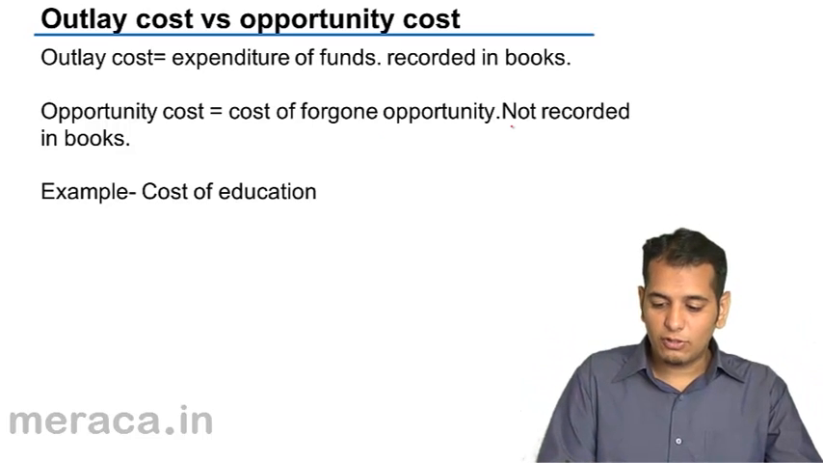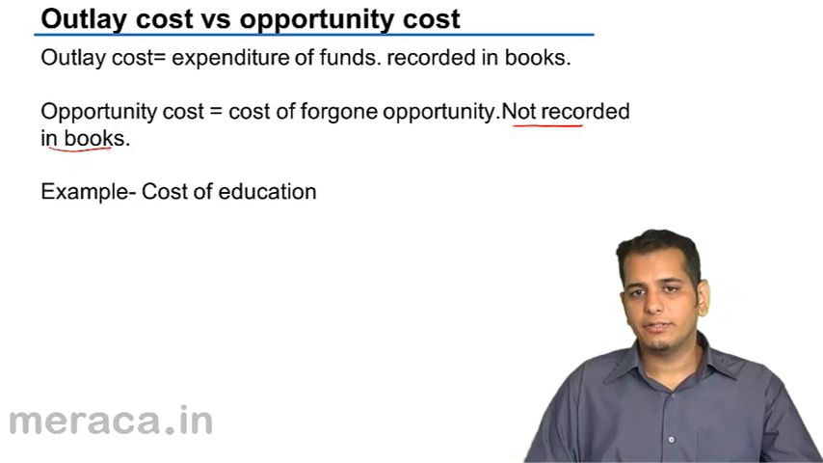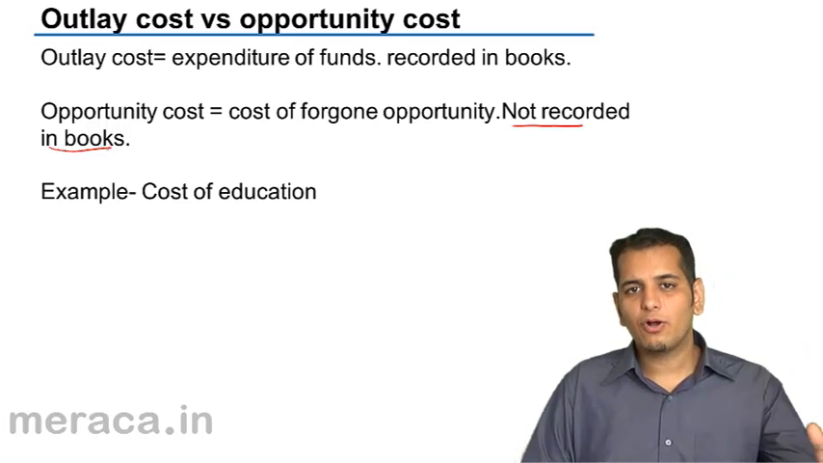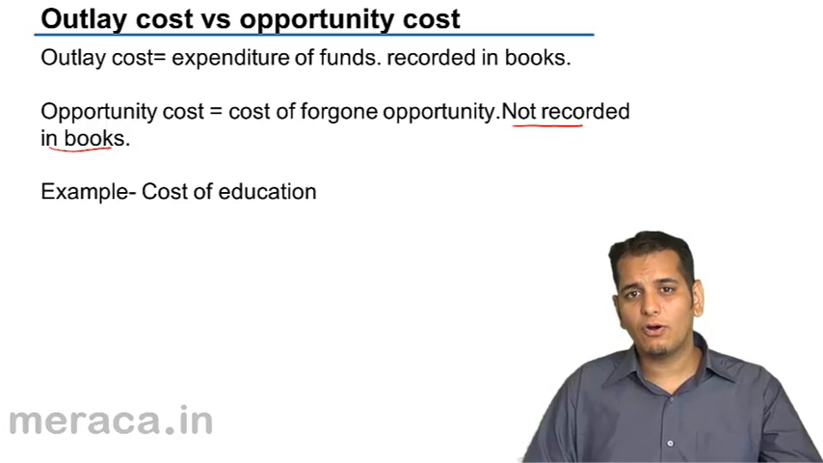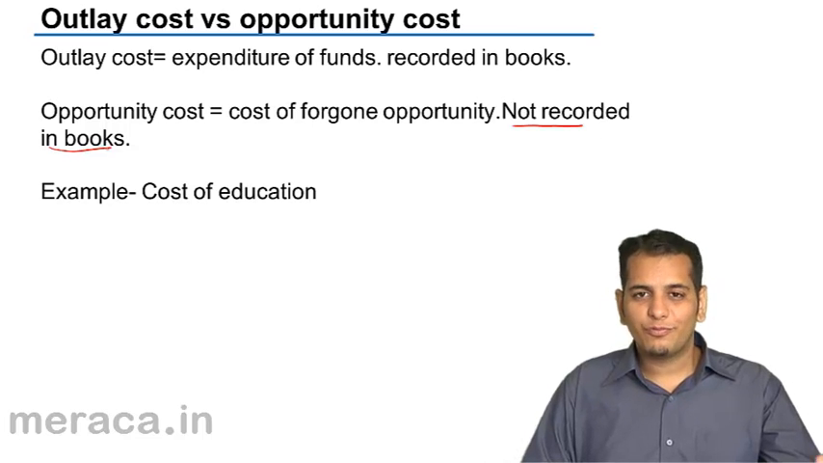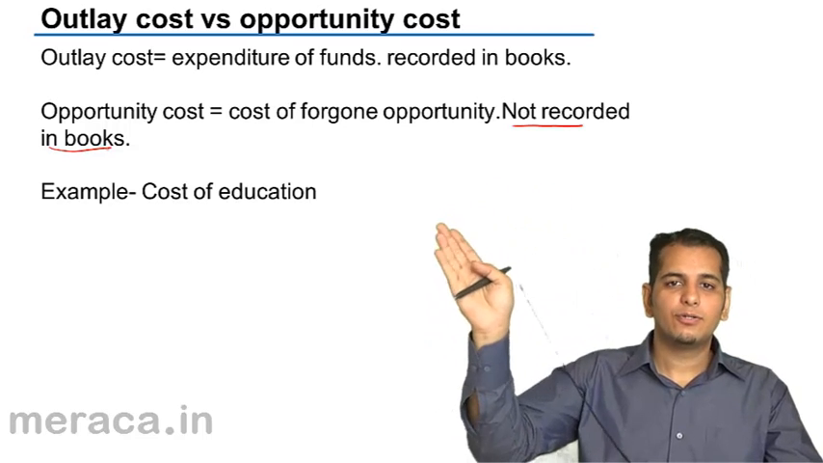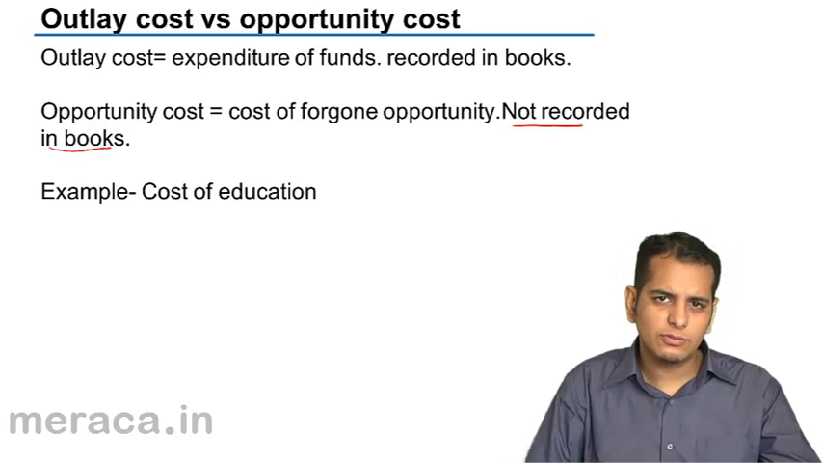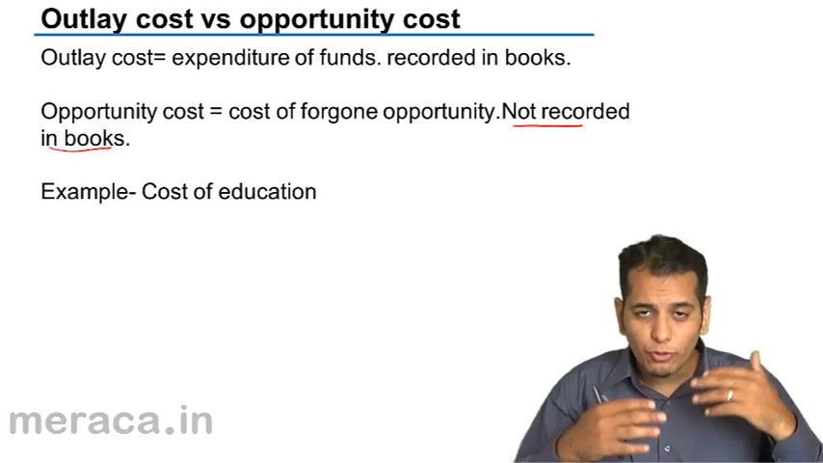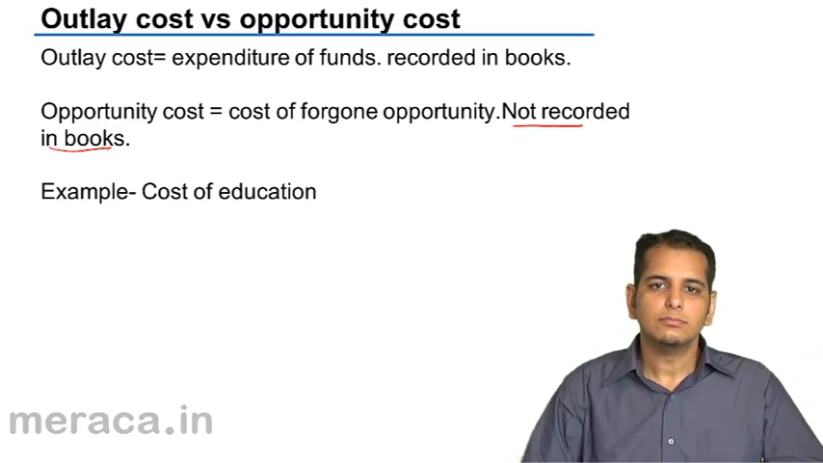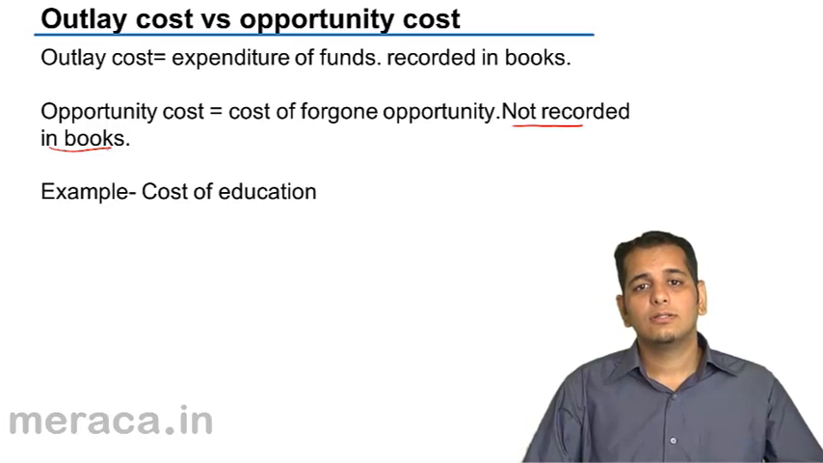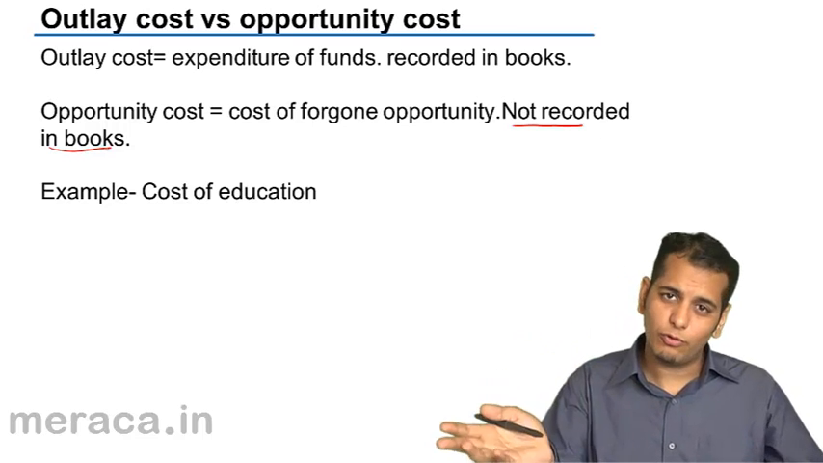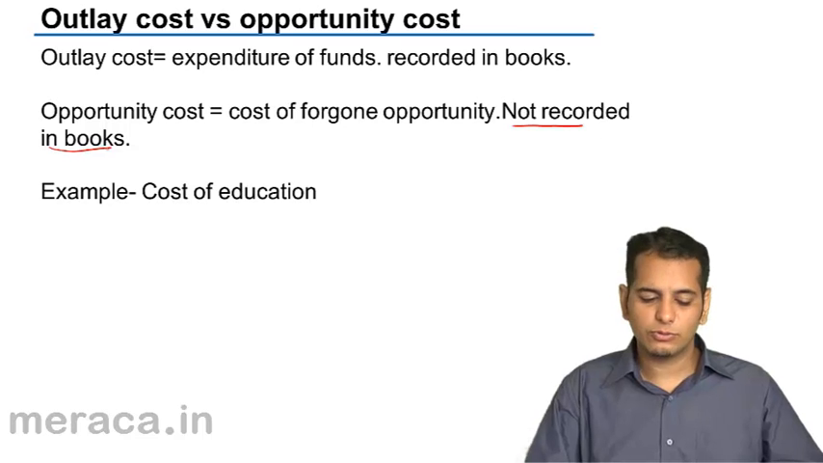And such costs are never recorded in the books. If you pay the bank some interest, you will record it in your books, but you will never record the amount of interest that you would have paid to the relatives had you borrowed from them. We do not record such costs in the books because you did not choose that option. It was never chosen. The cost was never incurred. It is only the cost of opportunity that you have foregone. So it is never recorded in the books.